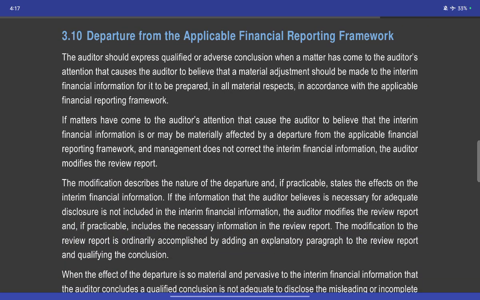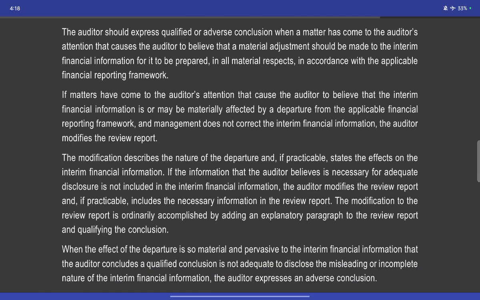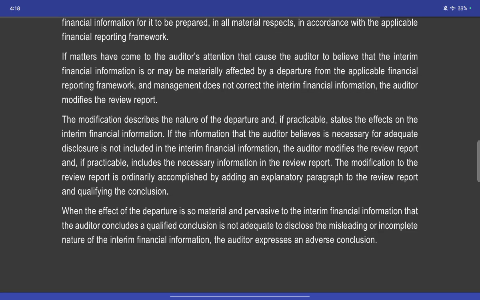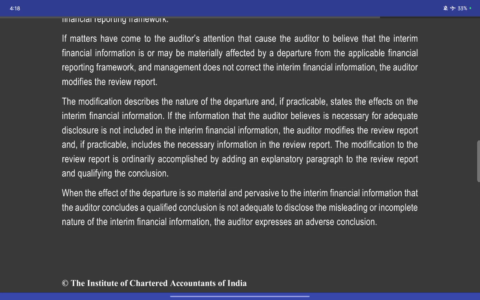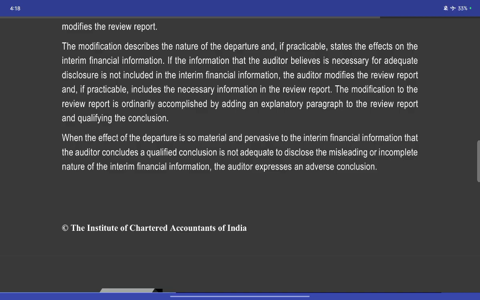A departure from the applicable financial reporting framework. An auditor should express a qualified or adverse conclusion when a matter has come to the auditor's attention that causes the auditor to believe that a material adjustment should be made to the interim financial information for it to be prepared in all material respects in accordance with the applicable financial reporting framework. If a matter comes to the auditor's attention that causes the auditor to believe that the interim financial information may be materially affected by a departure from the applicable financial reporting framework and management does not correct it, the auditor should modify the review report, and determine the nature of the departure and, when practicable, state the effect on the interim financial information.